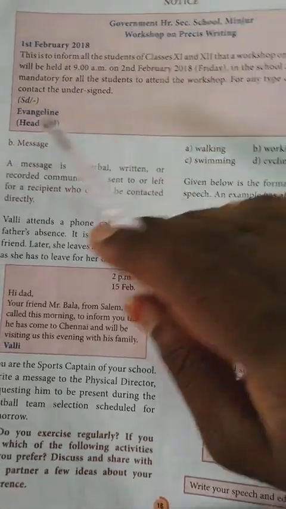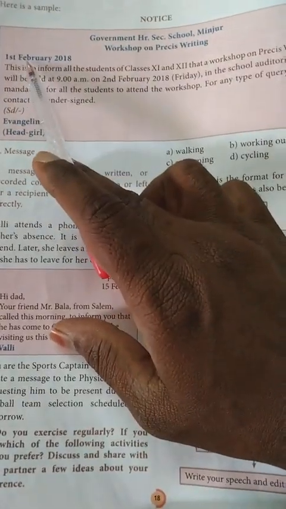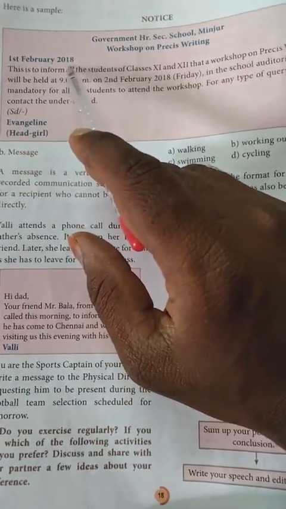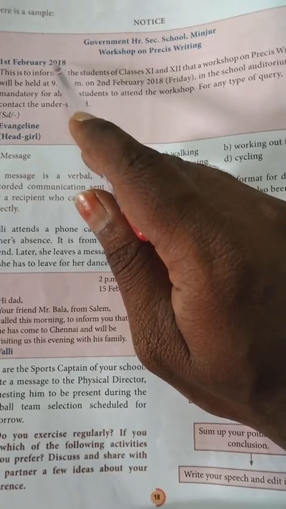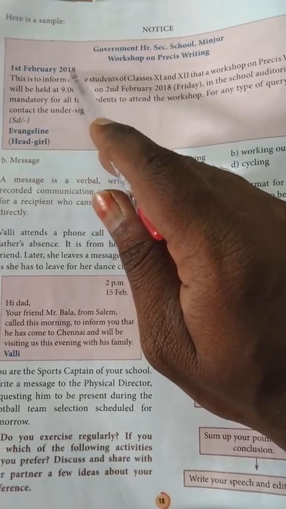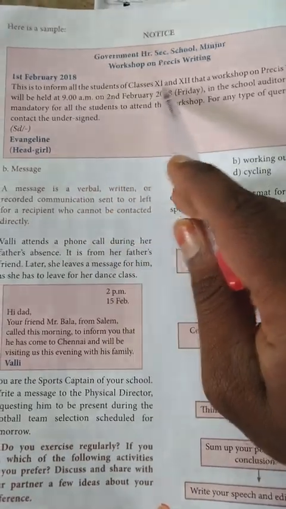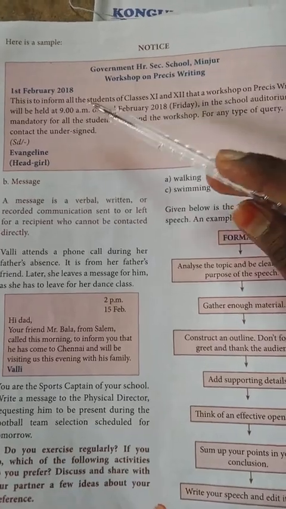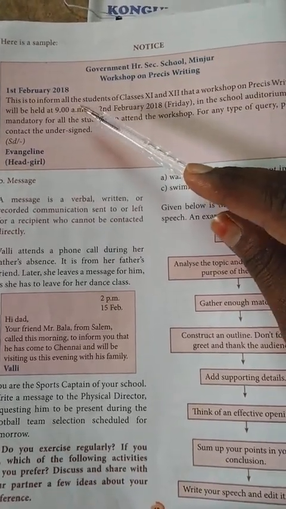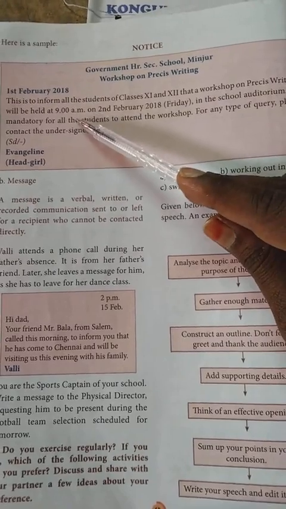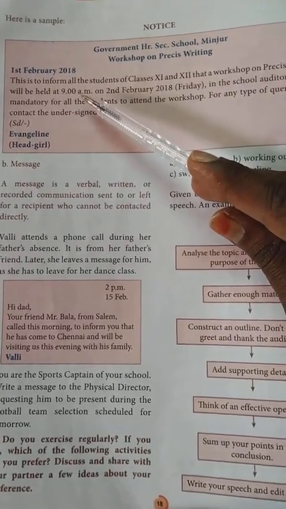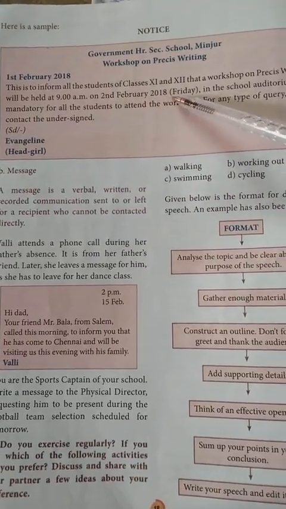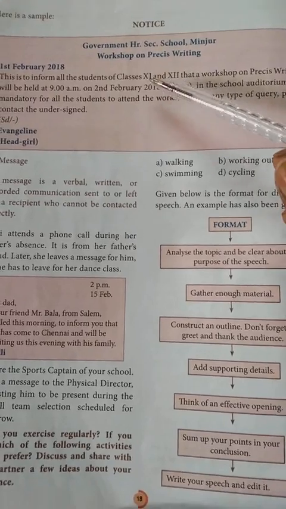It is given, right? So the date has to be given clearly. First of all, it has to begin with the date. So first is February 2018. Then the details about the program are given. This is to inform all the students of class 11 and 12 that a workshop on precise writing will be held at 9 a.m. See, the time the program starts, and the date, 2nd February, and the year are also clearly given.